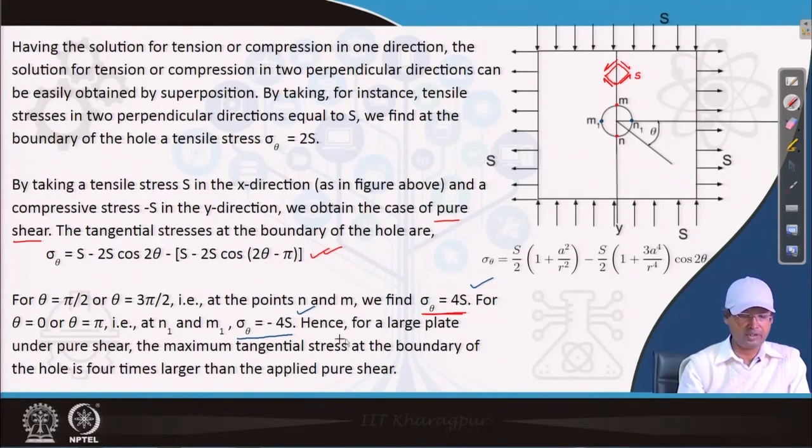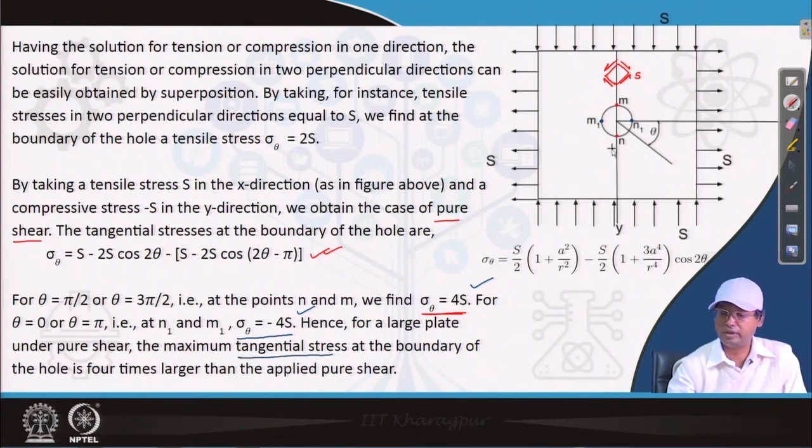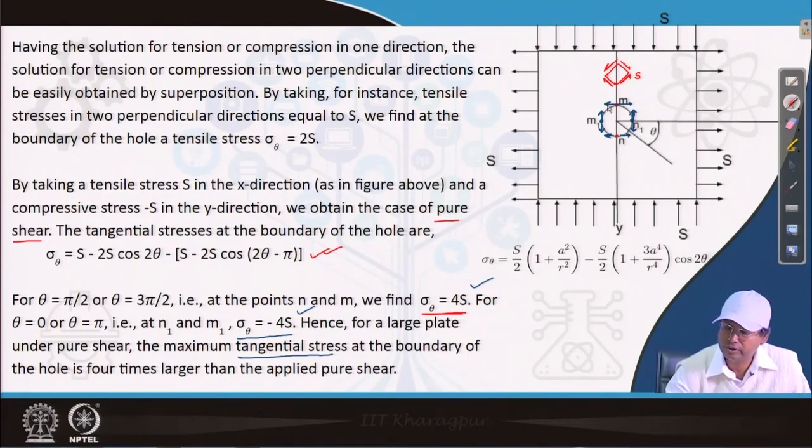Hence, for a large plate under pure shear, the maximum tangential stress at the boundary of the hole is 4 times larger than the applied pure shear. Why is it called tangential stress? Because whatever sigma theta we are talking about, here also it is acting this way, and here also it is acting this way. That is the reason we say this is tangential stress. This is negative, compressive in nature, and these two are tensile in nature.